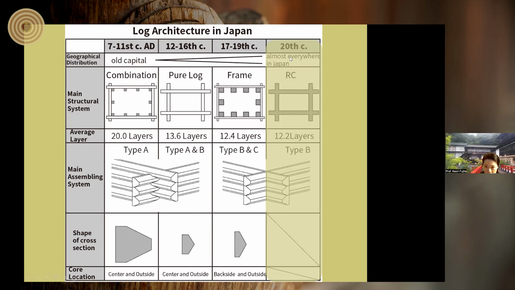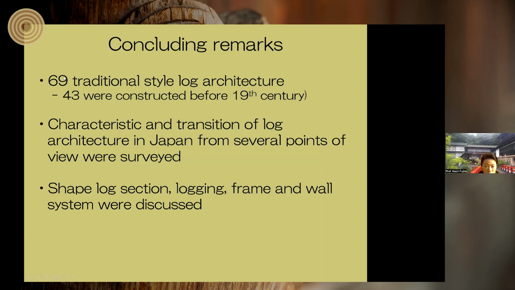I did not talk about the 20th century log system, which is actually still used today, but only the traditional style of architecture was explained today. So 69 traditional style log architecture were surveyed, and 43 were constructed before the 19th century. The characteristics and transition of log architecture in Japan were surveyed and discussed from several points of view. From the point of shape of the log section, logging, frame and wall system were discussed.